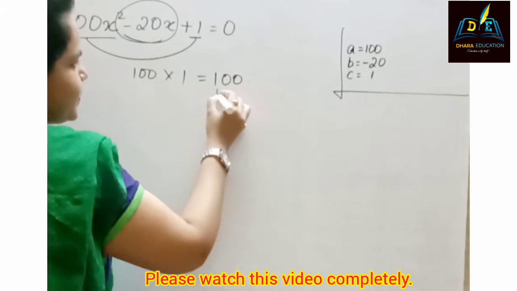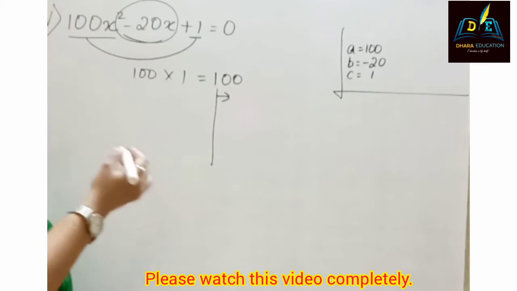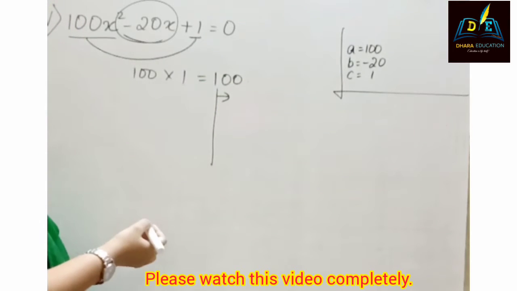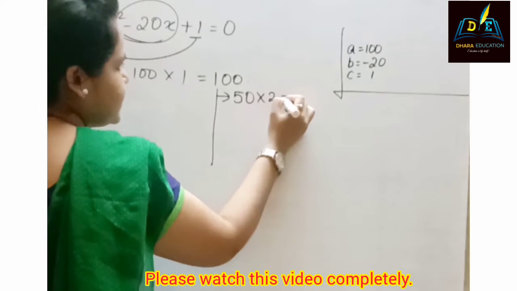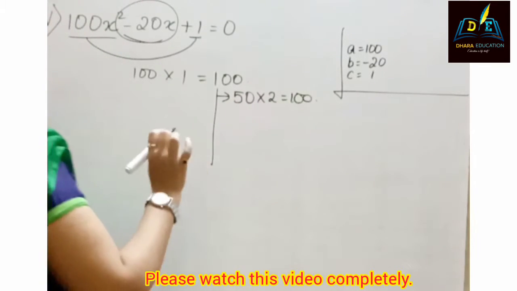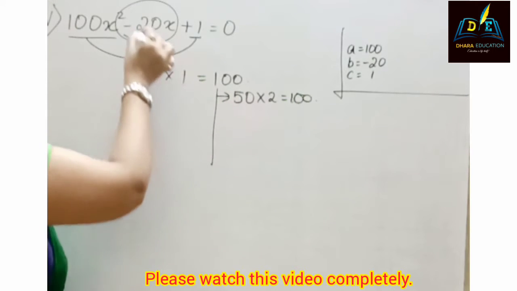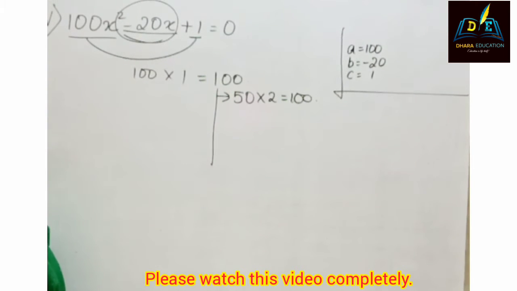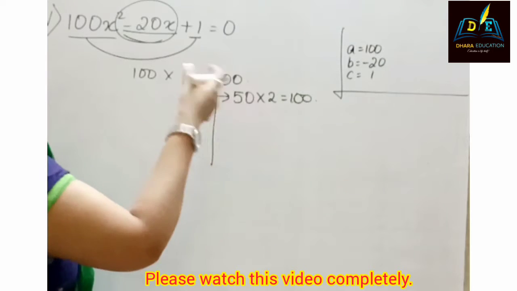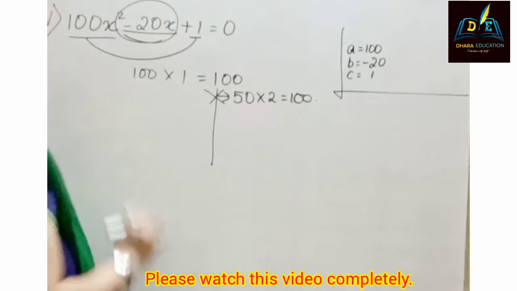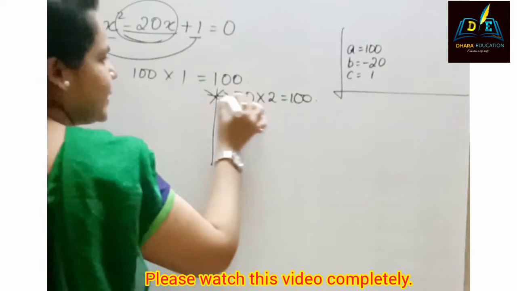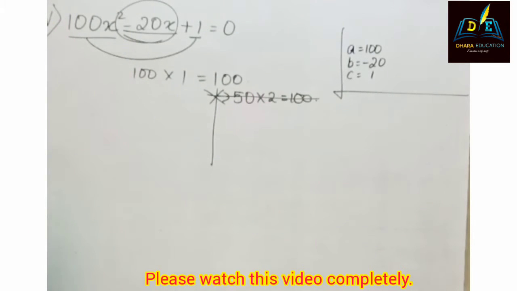So the first possibility is what? That is 100. Correct? Like 50 multiplied by 2 gives you also 100. But this will not fulfill the middle term condition, whether you do addition or subtraction. Henceforth this is the wrong assumption. So I just cancel it out for your better understanding.